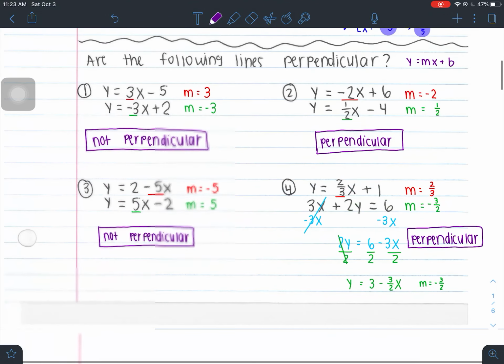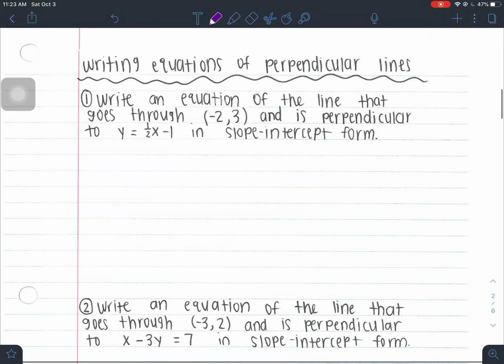Okay. Moving on to actually writing some equations. So writing equations of perpendicular lines. Write an equation of the line that goes through negative 2, 3, and is perpendicular to y equals 1/2 x minus 1 in slope-intercept form.